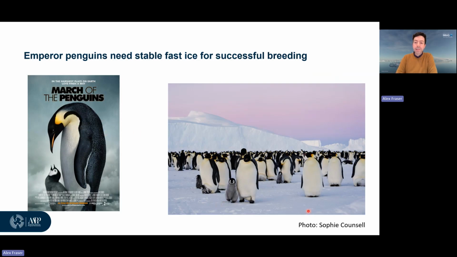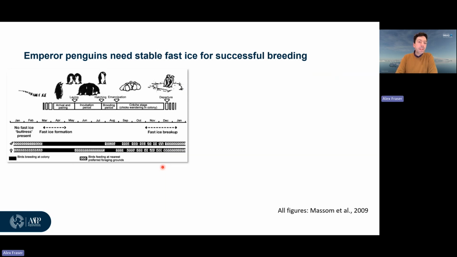And you can see here in this photo that I got from the Australian Antarctic Division, emperor penguins use the fast ice to breed and to raise their chicks on. So here's a schematic of the breeding cycle. Fast ice forms every year in around March, April, May, reaches its maximum extent in September or October, and breaks up from November onwards, basically.